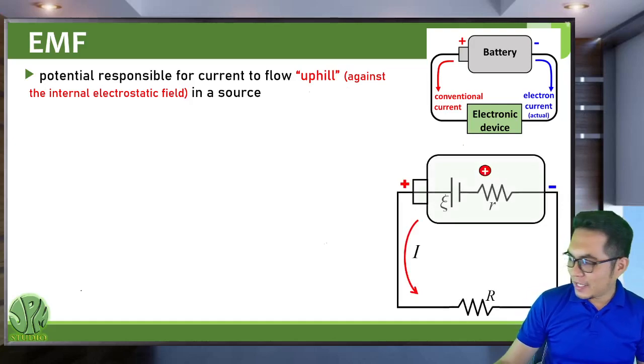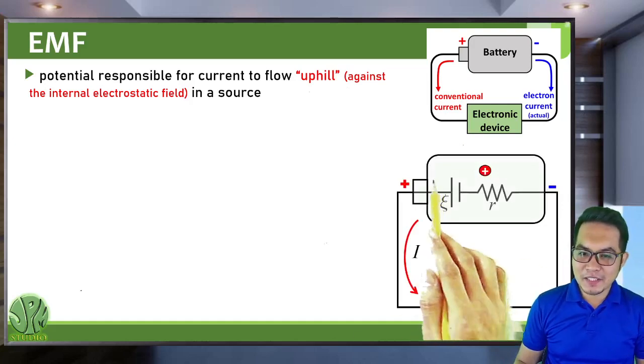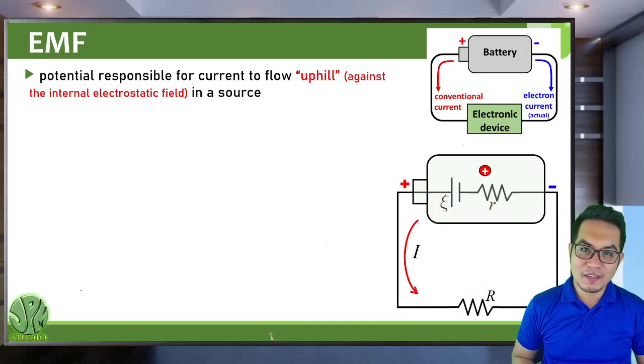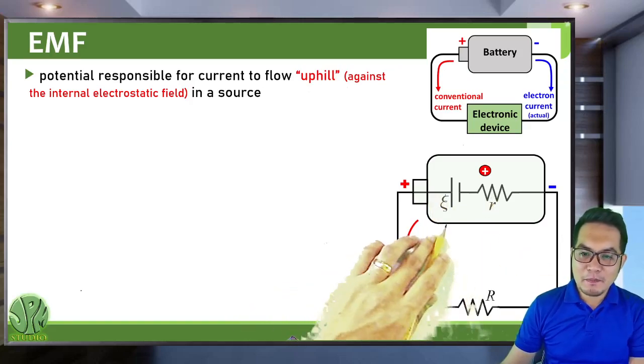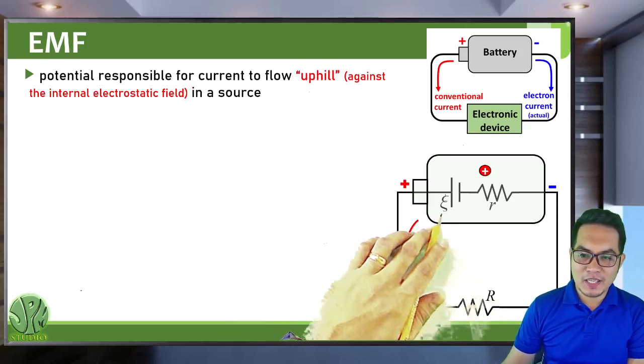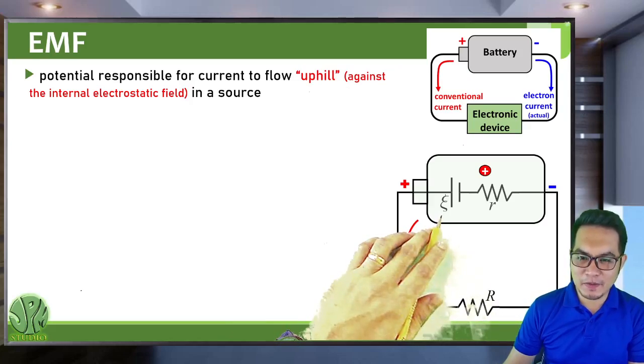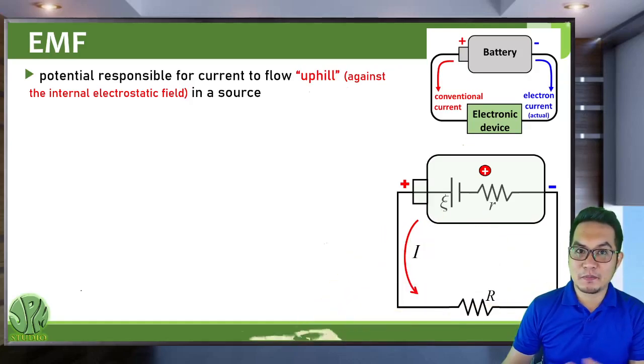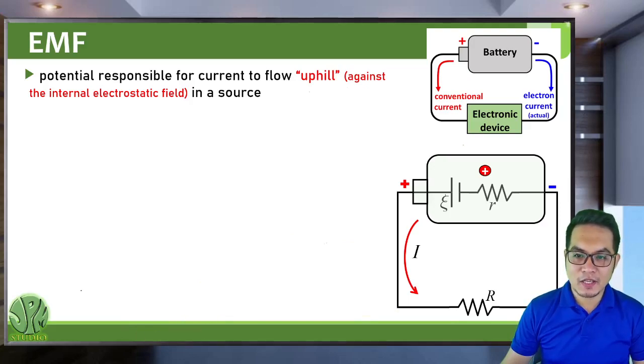Inside the battery is actually an EMF and an internal resistance. The EMF is this symbol. It's a Greek letter, but let's not call it that, just EMF. This is the symbol for EMF, and the small r is the symbol for internal resistance, and this is usually very, very small.